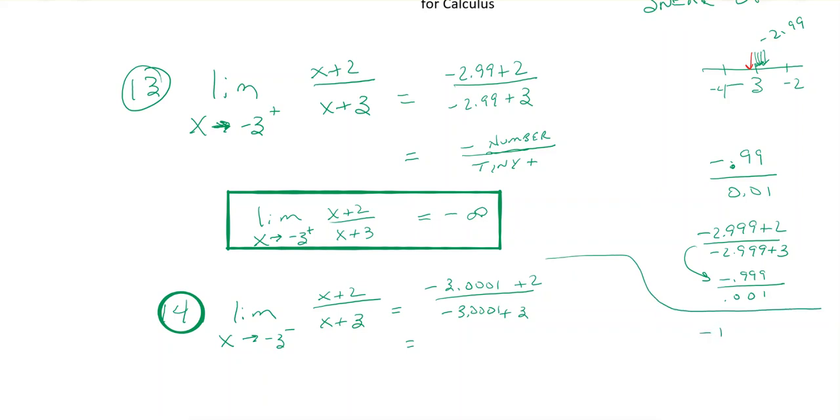In the numerator, I would have -1.0001 over -0.0001. But let's do this generically, then we're going to go back and calculate numbers. -3.001 plus 2 is just some sort of negative number. It's not a really tiny number, it's actually really close to -1. On the bottom, we have a tiny negative number.